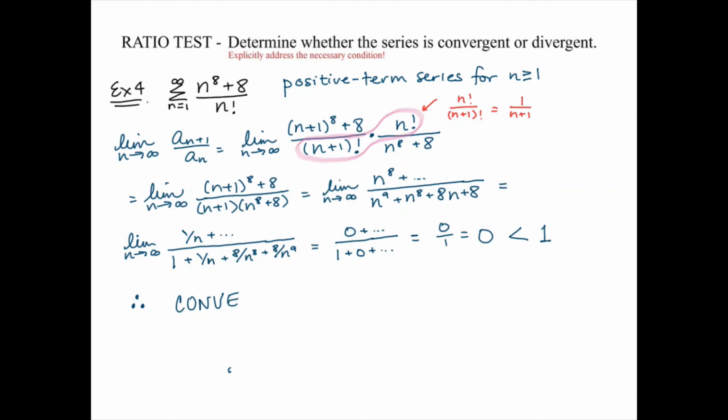Or actually, let me be a little more specific here. My series, the sum from 1 to infinity of n to the eighth plus 8 over n factorial, converges by the ratio test.